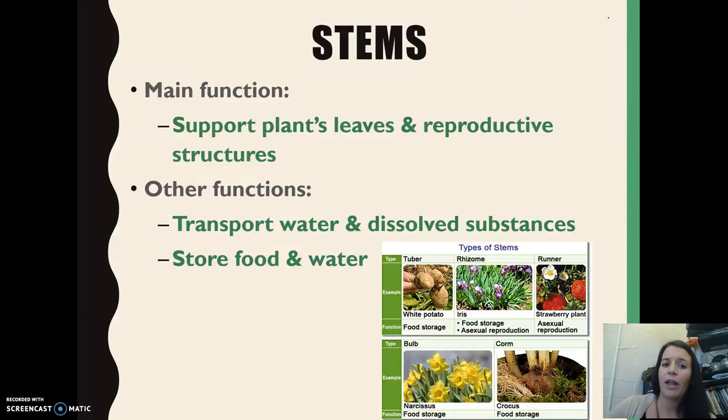The stems, on the other hand, are above ground, and those are going to support the plant's leaves and reproductive structures. They have some other functions too, though. They transport water and substances, the xylem and the phloem, but they also store food and water.